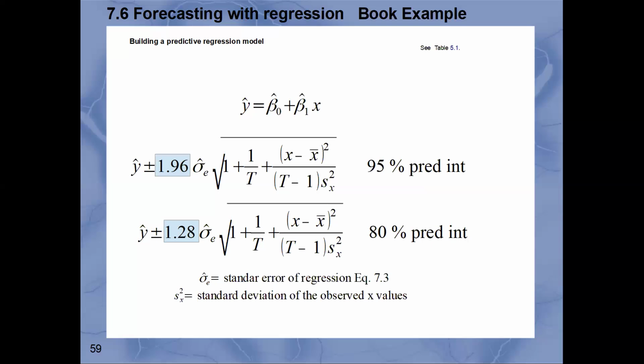So for example, if we're building a regression model, we may have just a constant and then beta 1 times 1 predictor. And for our 95% and our 80%, we'll use 1.96 and then sigma E, which is the standard error of regression, and SX, which is the standard deviation of the observed values. So this is the formula for how we're coming up with this 95% and this 80%.